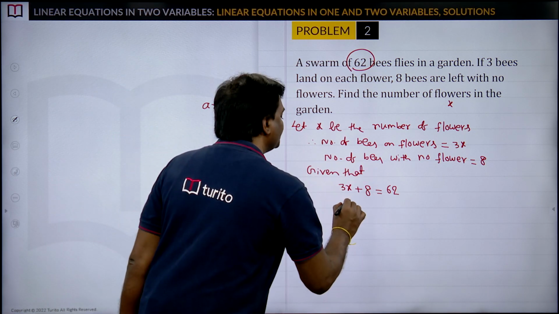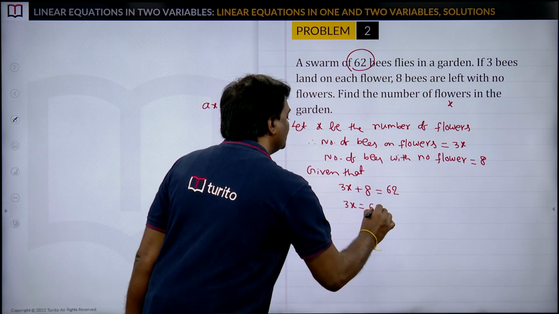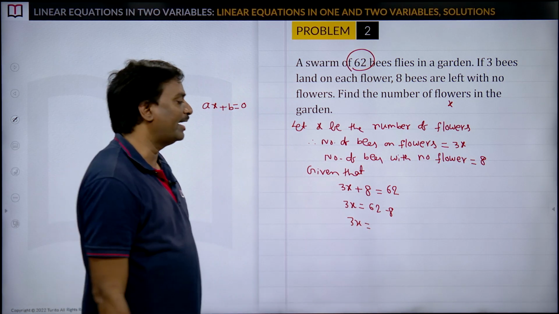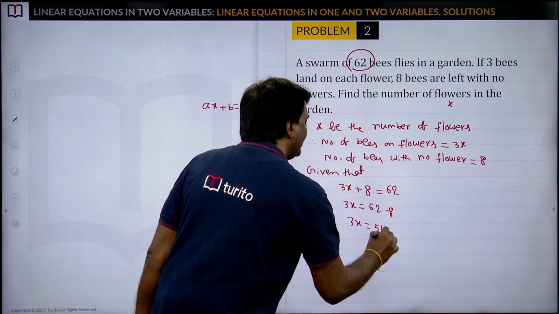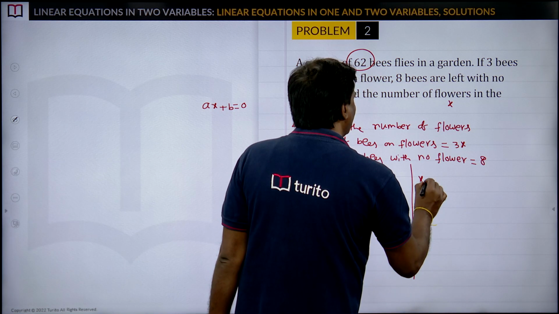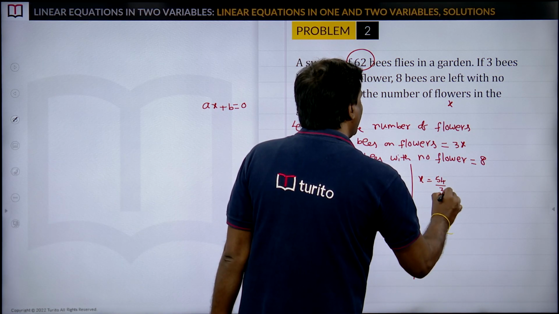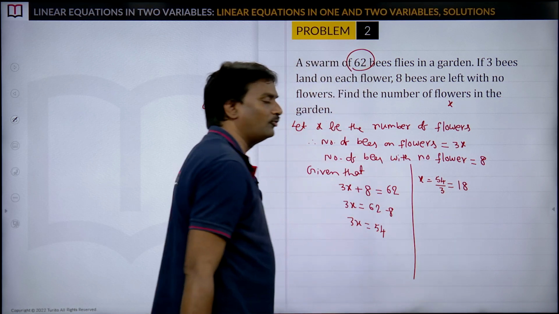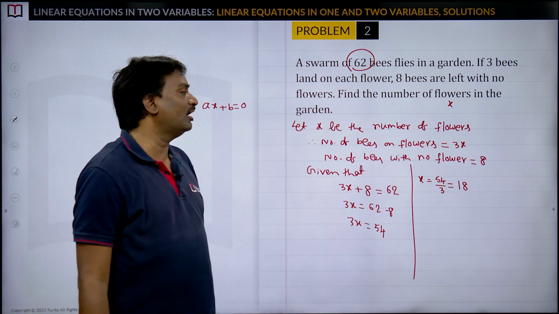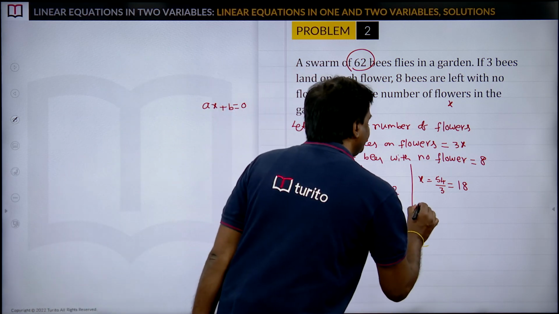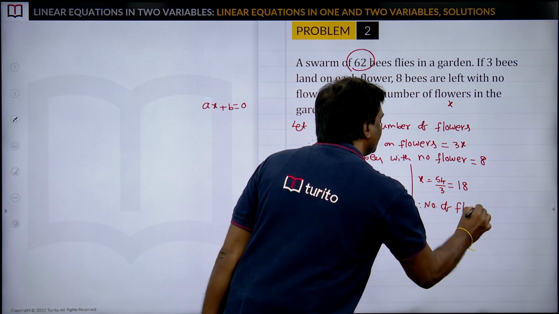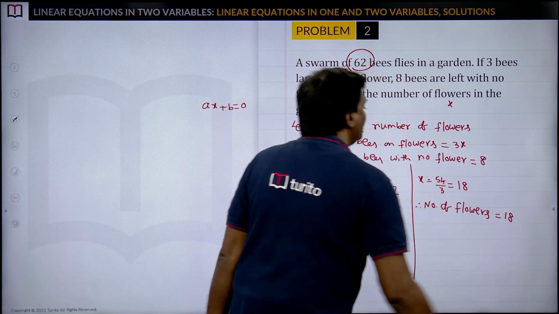If we take 8 to that side, 3x equal to 62 minus 8. So, 3x equal to 54. To get the value of x, dividing on both sides by 3, you will get x equal to 54 by 3. 3 eights are 24, x equal to 18. We have taken x as the number of flowers. So, number of flowers in the garden equal to 18.